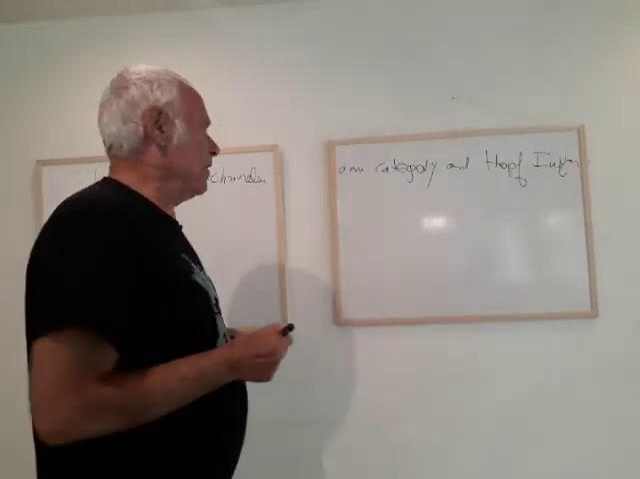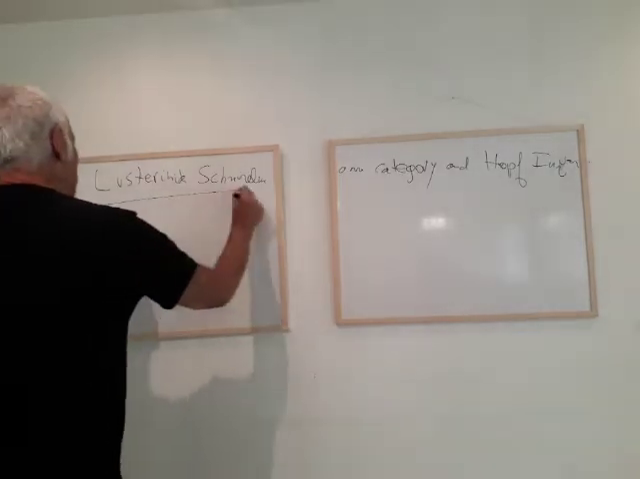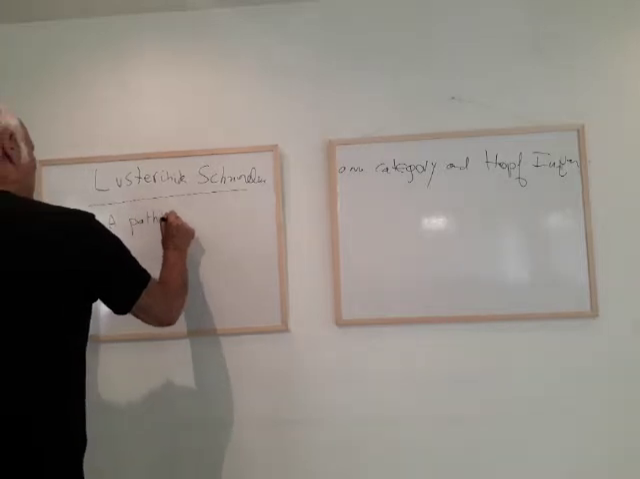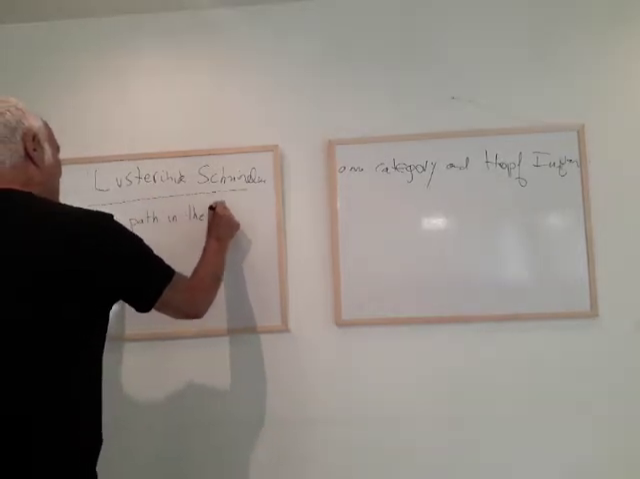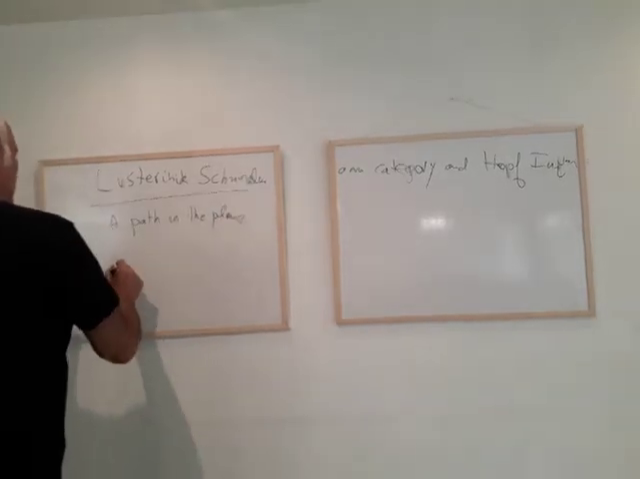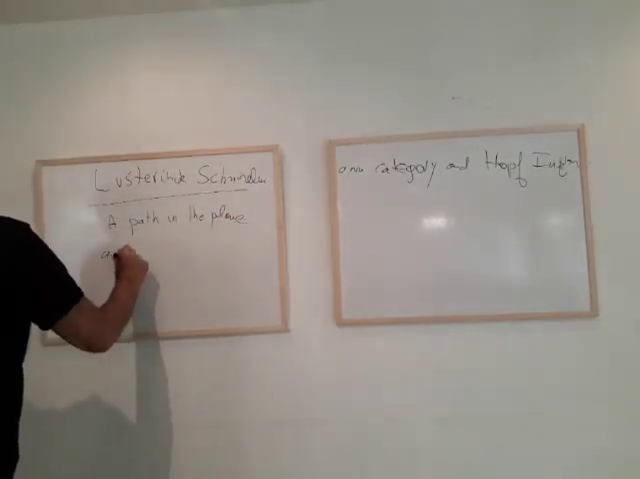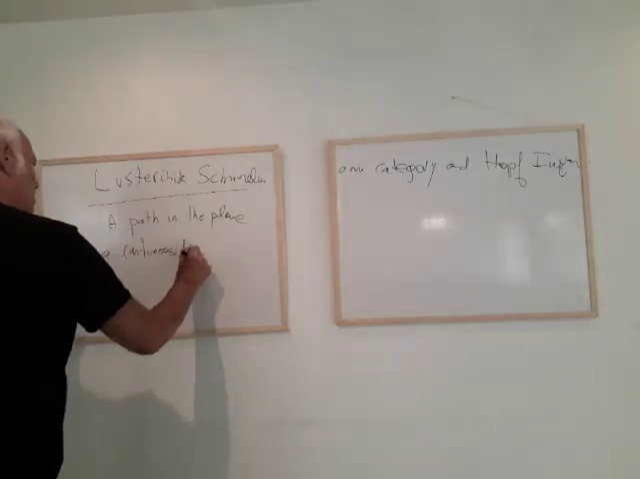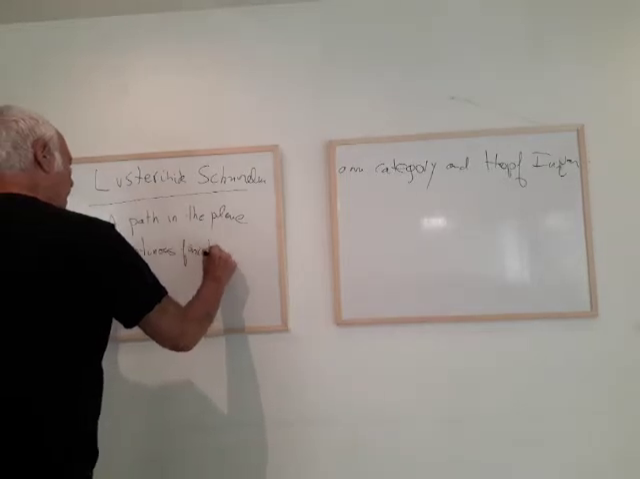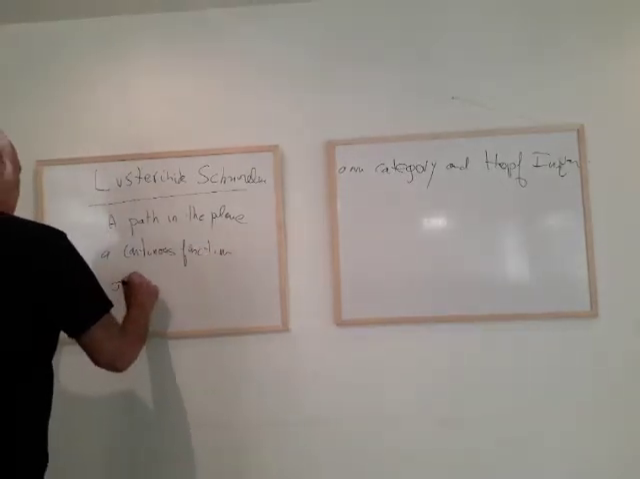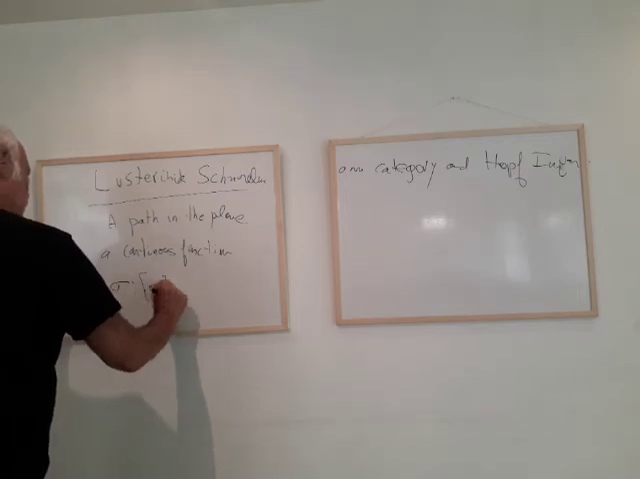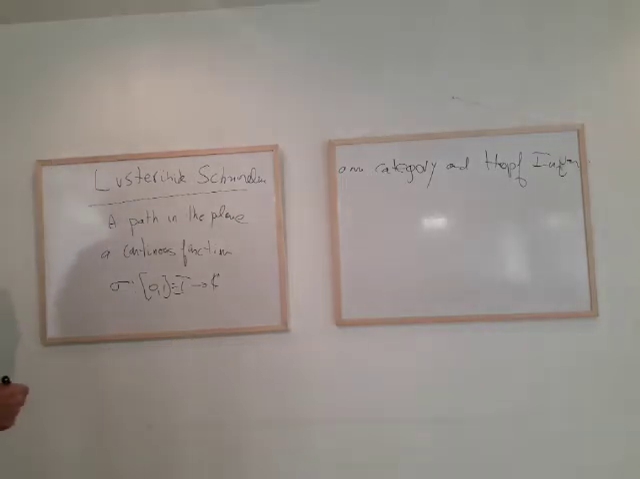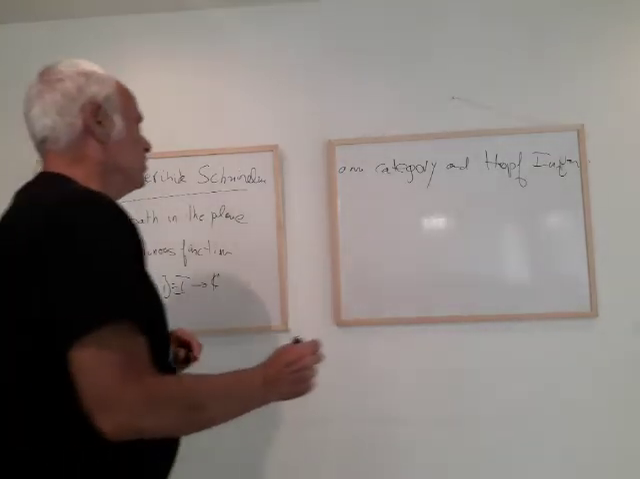Okay, so let's begin. Let us define a path in the plane. A path in the plane is a continuous function sigma from the unit interval, denoted by I, into the complex plane, and it only needs to be continuous.